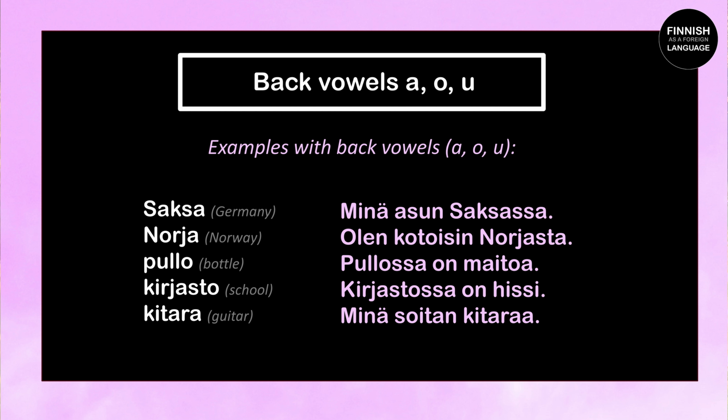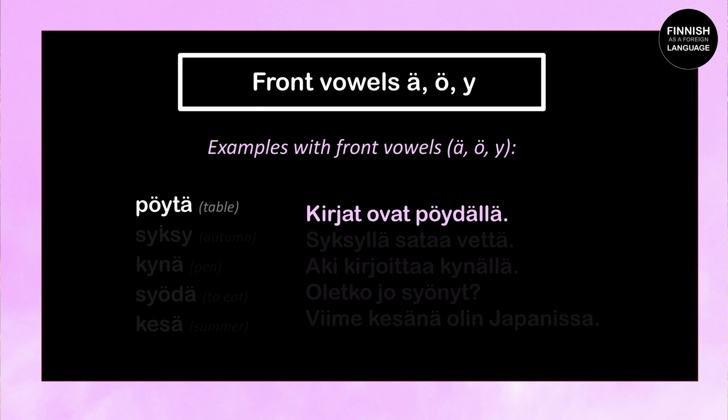Alright. Now let's have some examples of the front vowels. Kirjat ovat pöydällä means books are on the table. So pöydällä is the adessive case of the word pöytä, which means table. And since the word pöytä contains front vowels, we have to add the ending llä to it.